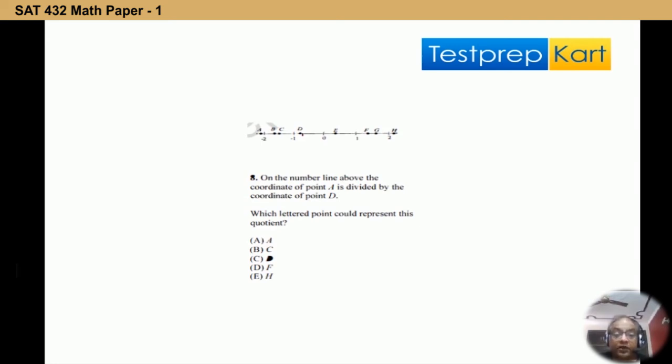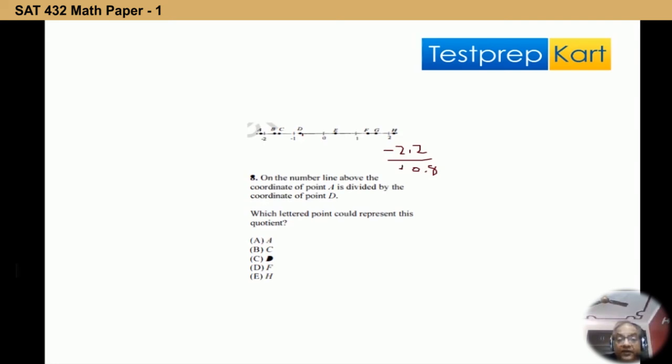Now here you see, what is the approximate value of A? A is around negative 2.2 or something, on the left hand side. What about point D? Point D is on the right hand side. If I approximate it, it may be something like negative 0.8, somewhere between negative 1 and 0.